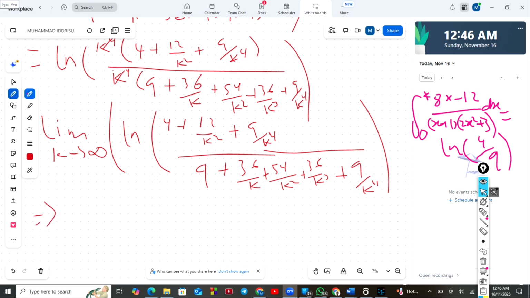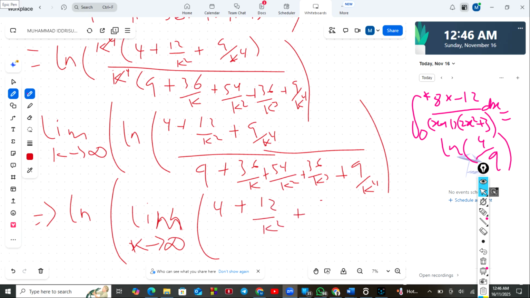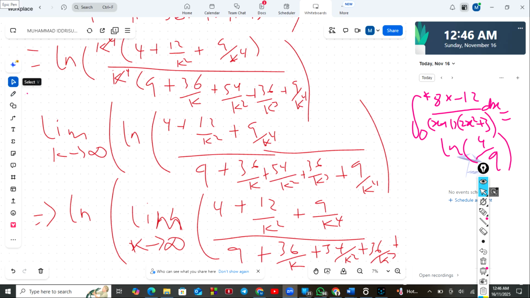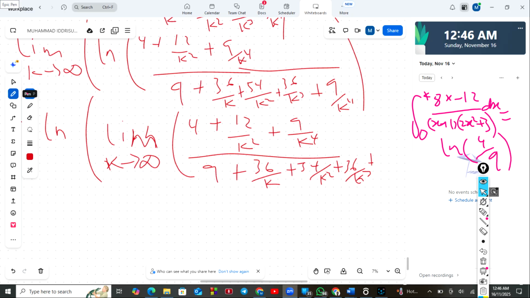So this is the same as, if we apply the laws of limits, the ln function of the limit as k approaches infinity of 4 plus 12 over k² plus 9 over k to the power 4, all over 9 plus 36 over k plus 54 over k² plus 36 over k³ plus 9 over k to the power 4.